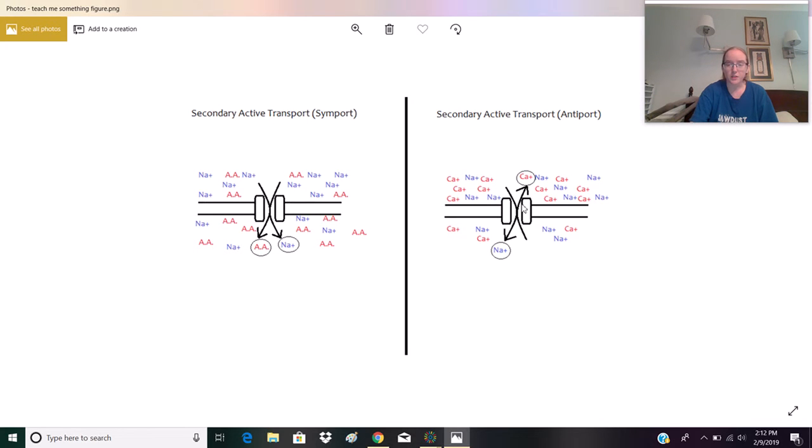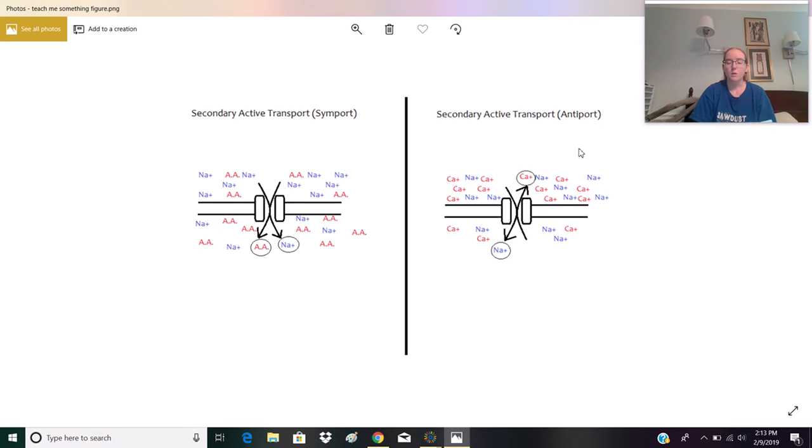So the movement of the sodium ion into the cell is energetically favorable because it's going from the area of high concentration to the area of lower concentration, whereas the movement of the calcium ion to the outside of the cell is going from the lower concentration to the higher concentration, but it's going in the opposite direction of the sodium ion. And this process is actually very important because if the calcium ions are not removed from the cells, your heart muscles would not be able to stop contracting, which would be fatal.